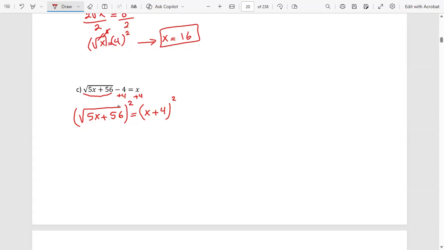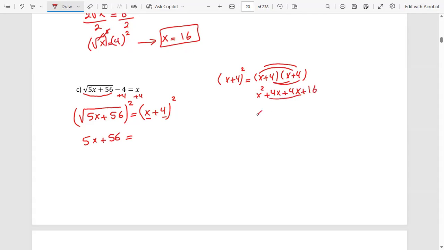On the left side, we just have 1 radical, so the radical and power cancel each other, and you have 5x plus 56. But on the right side, we have 2 terms that are adding together, x plus 4. So if I want to find x plus 4 squared, that means I need to multiply x plus 4 by x plus 4. If I multiply x times x, x times 4, 4 times x, and 4 times 4, and combine like terms, it gives us x squared plus 8x plus 16. And I will write the answer here.